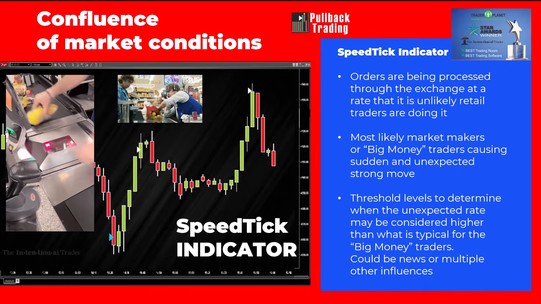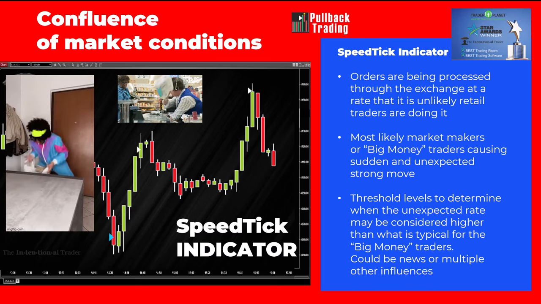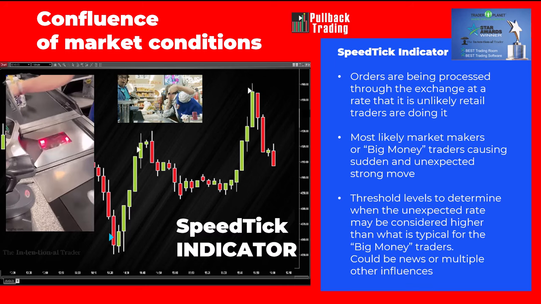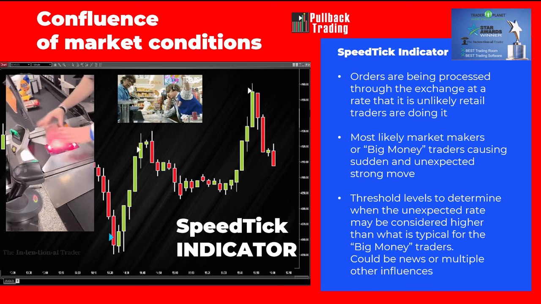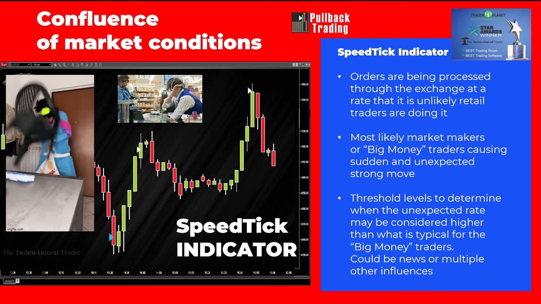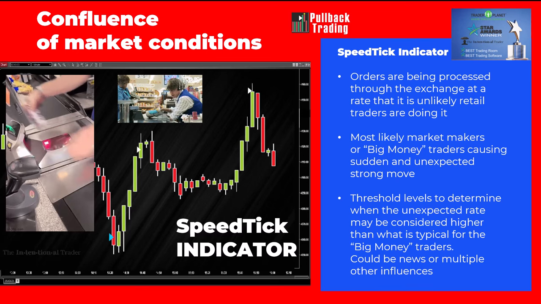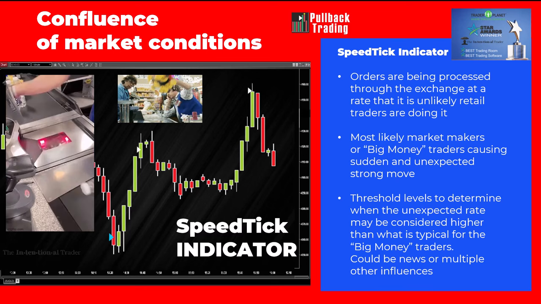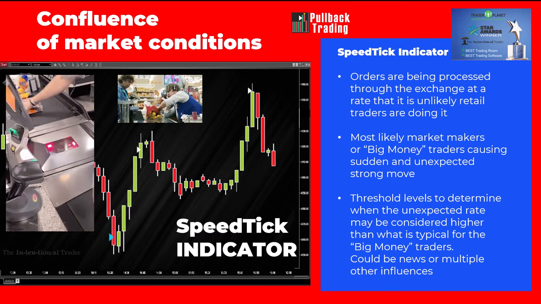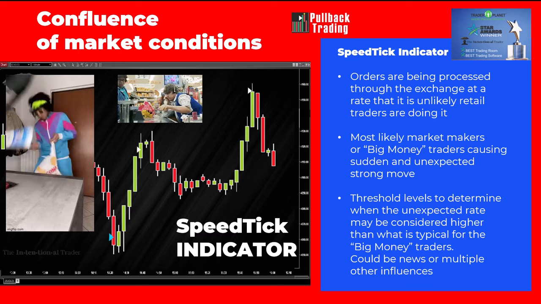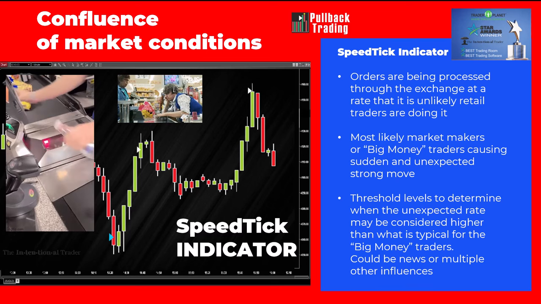Speed tick indicator. Okay, so this is orders being processed through the exchange. And so that's what we're measuring constantly. On every single tick that comes through, we're watching to see how fast the orders are being processed. And if they're being processed at a rate that's unlikely to be retail traders, then it's got to be the big money guys. This is how we know what they're doing. And if we know what they're doing, as we talked about on Thursday, then we know what to expect to happen next.